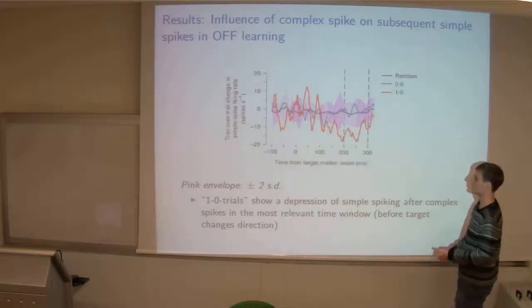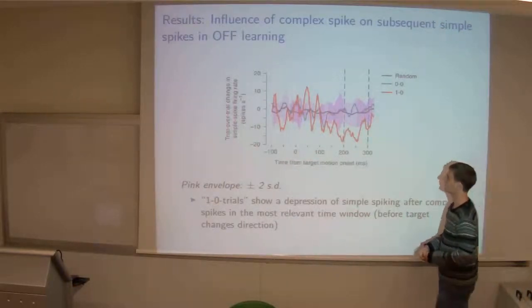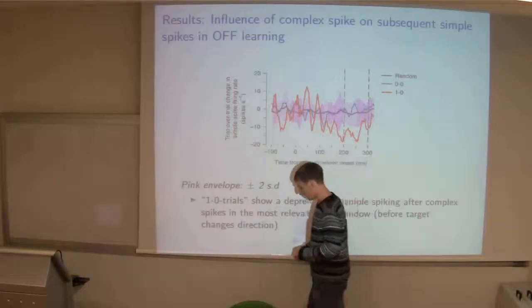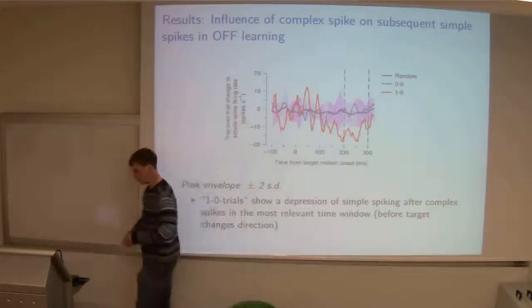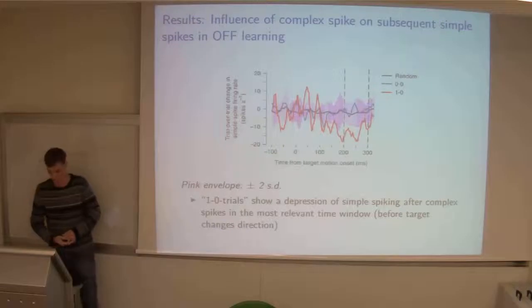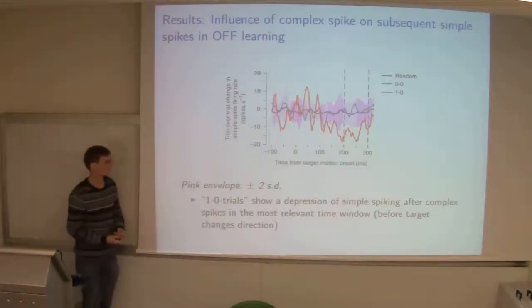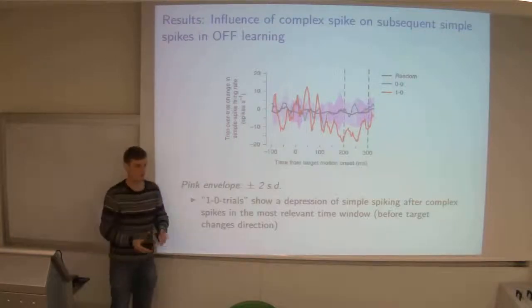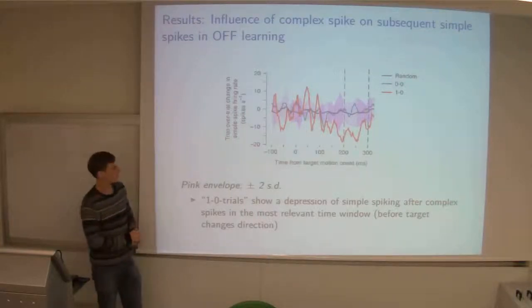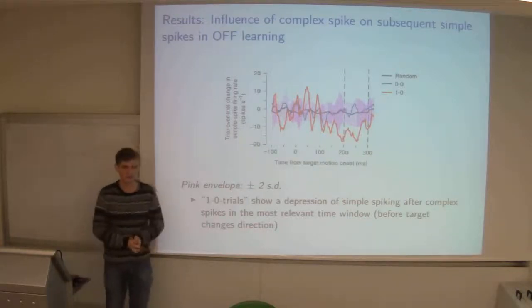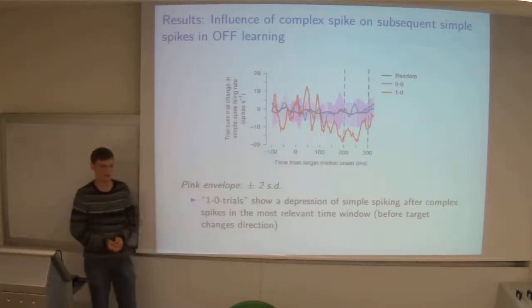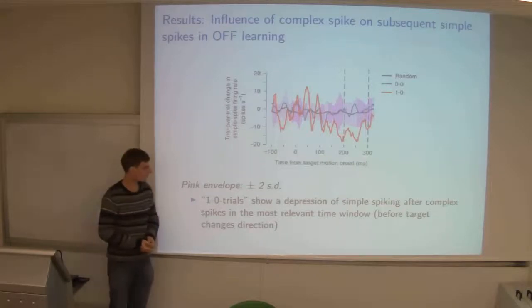in simple spike firing. And the black line is for statistical comparison, where they just randomly chose, I think, 200 trials without looking whether they are 0-0, 1-0, or whatever. And there you can see that the presence of a complex spike doesn't predict any changes in simple spiking.